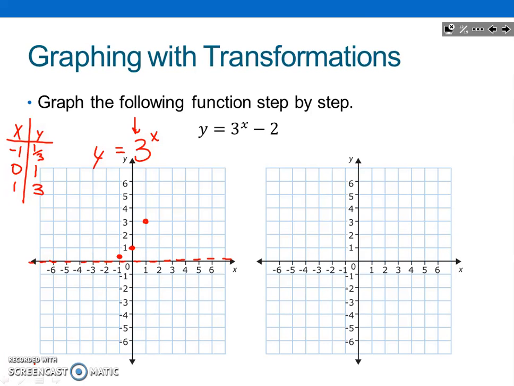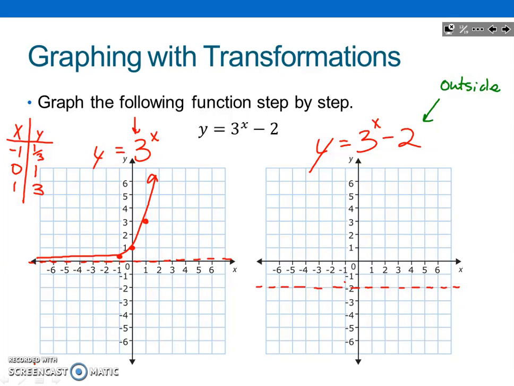Okay? Next, I'm going to have my shift. If you guys notice, this negative 2, it's on the outside, so that means it's going to be vertical. Okay? And it's going to move down 2. Oops, I forgot to actually draw my function here. Okay, so that means each of my points, along with my asymptote, is going to shift down 2. So that's what a vertical shift will look like on this function. Okay, that's our vertical shift.